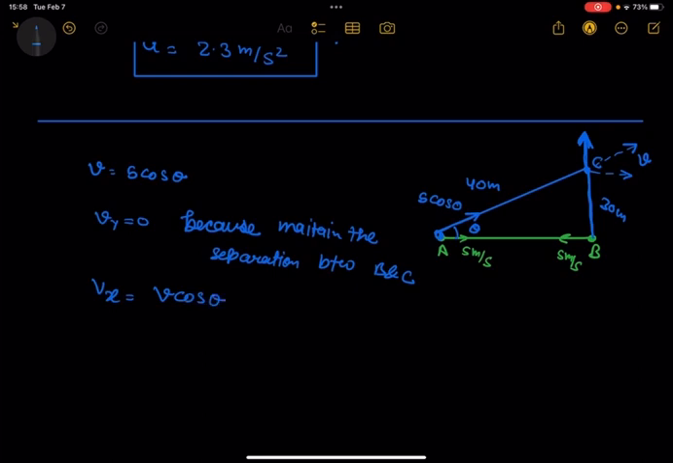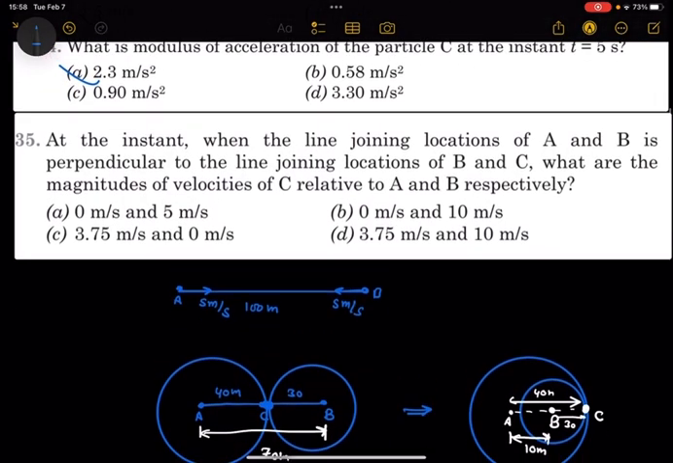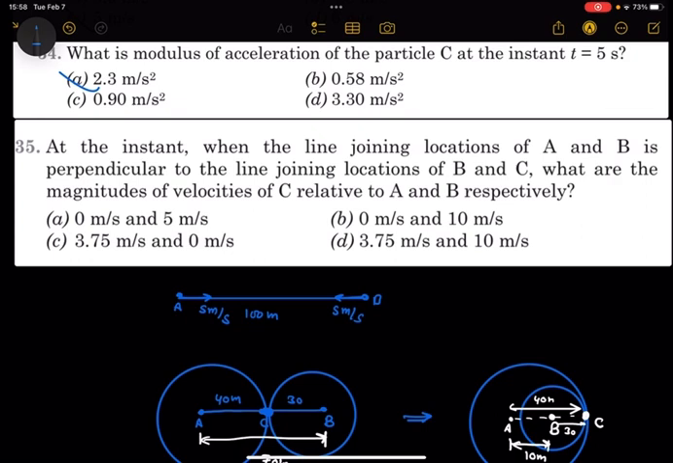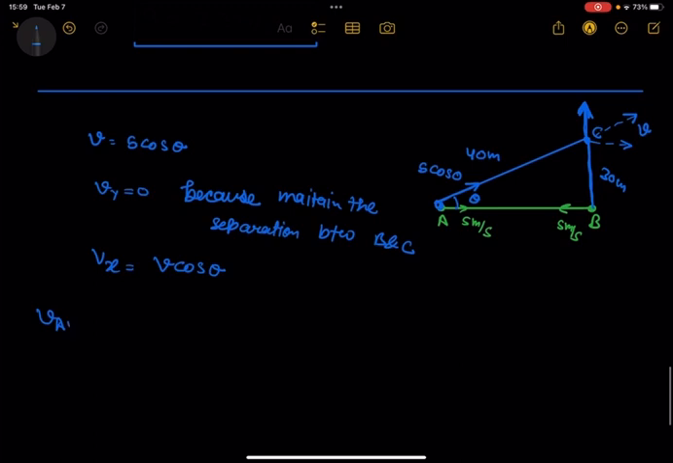Did you understand my point or not? So what is the question asking? The question is asking to find the relative speed of A and B. So my dear friend, what is the relative speed of A and B? VAB we can say is 0 because the separation is maintained, and what is VBC? If this is 5 cos theta, then this distance is 5 only. Is it clear? So VBC is 5 plus 5, that is 10 meter per second.